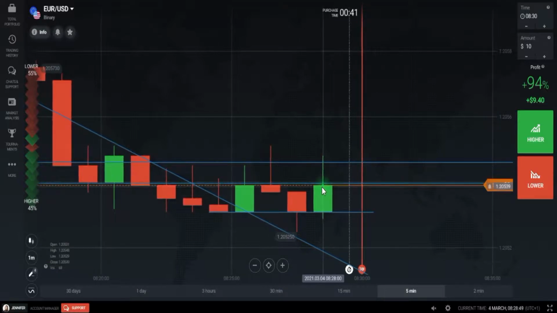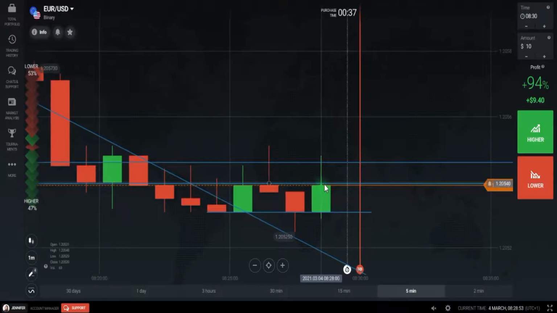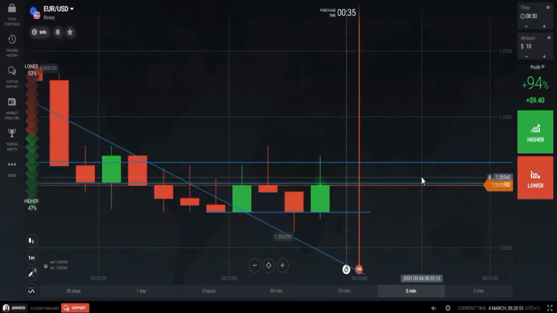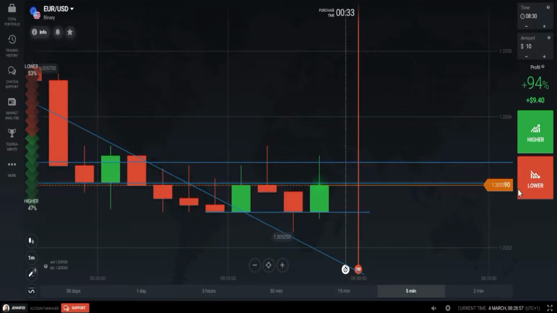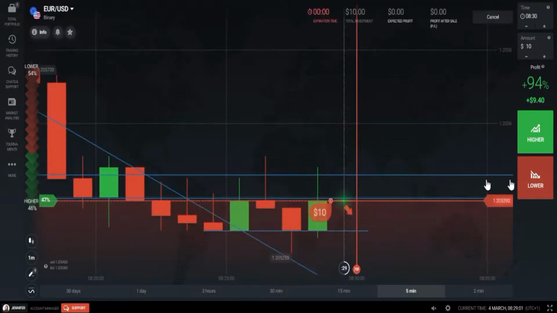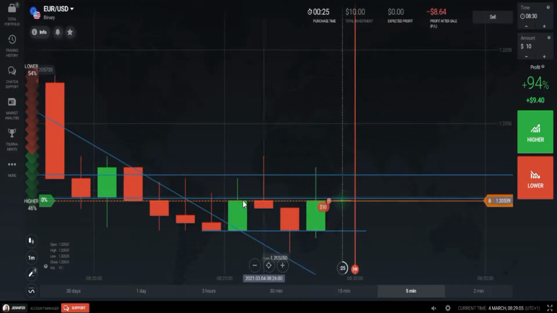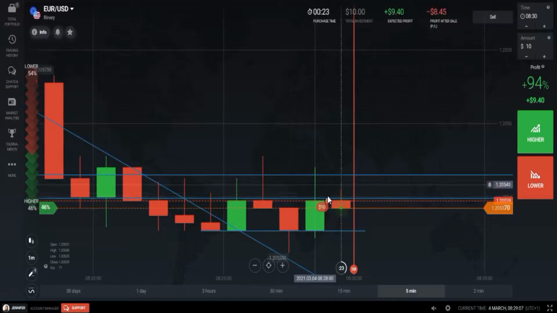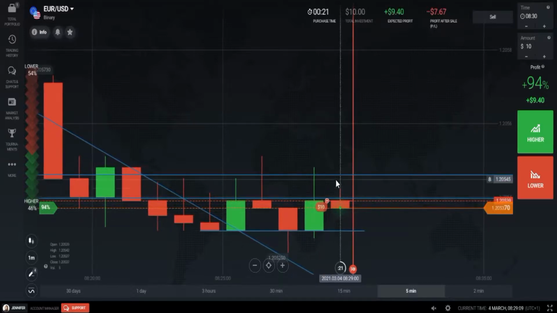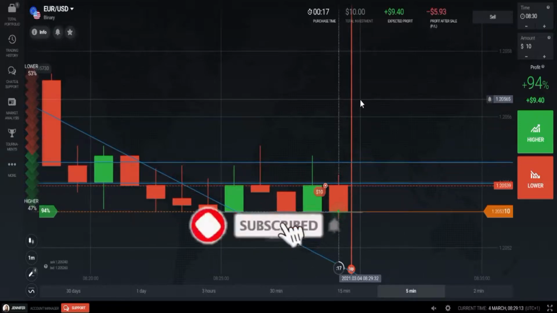So I can see if this candle just finishes below this level, highly potential it will be lower, as a put option. So let's see. Okay, it's a confirmation. So we have a rejection. We have a rejection. So let's see what this candle will show us. So I have 94% of payout. So it's very great.